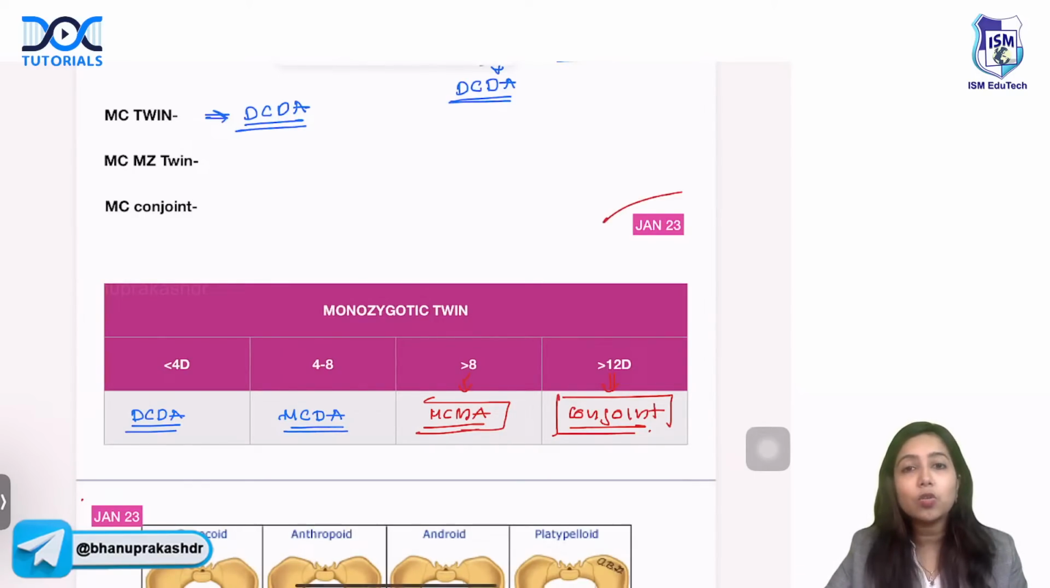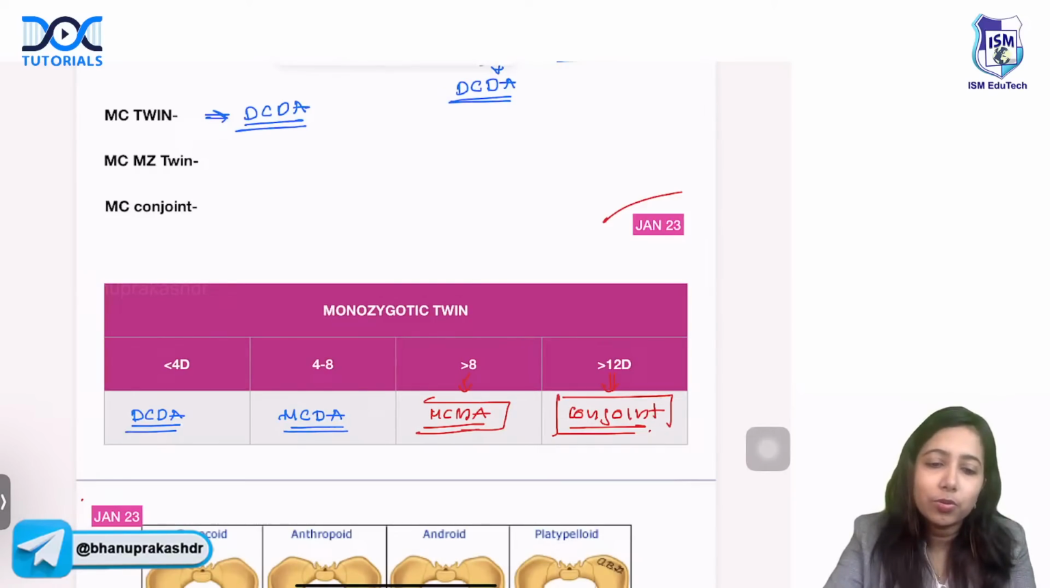Again, this has been a recent question as well. If the split happens at the 9th day, what would be the type of twin? This monochorionic, monoamniotic type of twin. So, any questions? Is it clear?